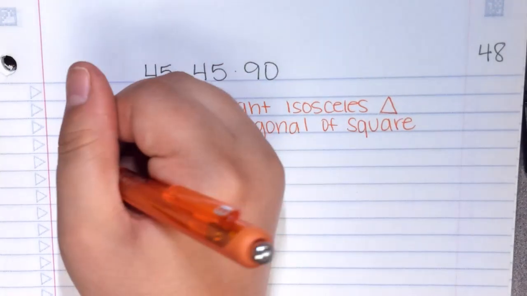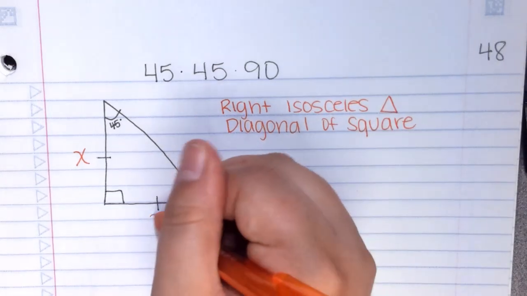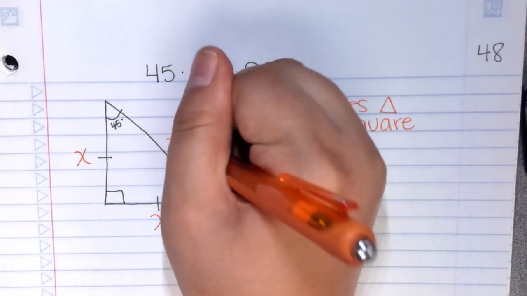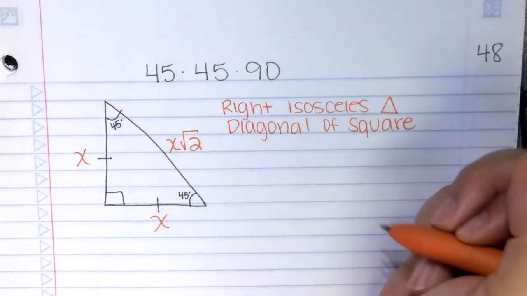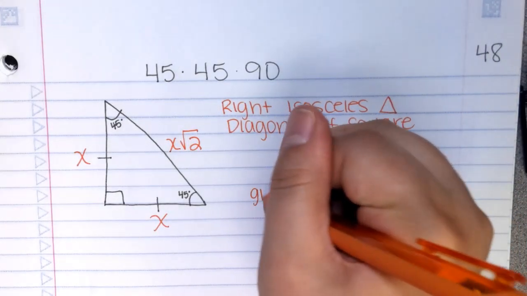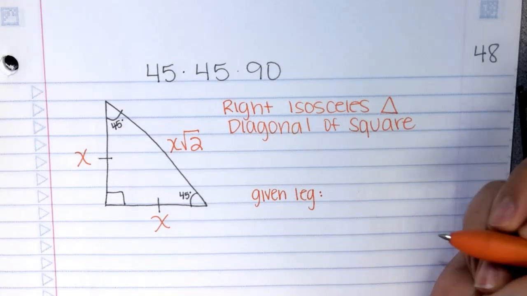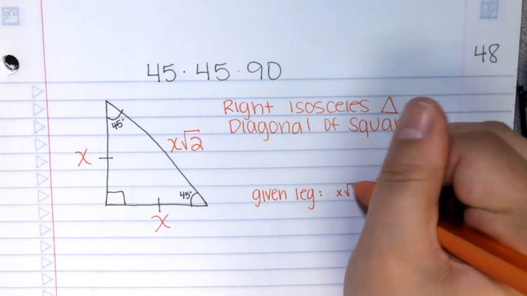What did we learn? If the leg was x, what's the other leg? X. And what would be my hypotenuse? X root 2. So if you're given a leg, how do you find the hypotenuse? Leg root 2. Multiply by root 2.